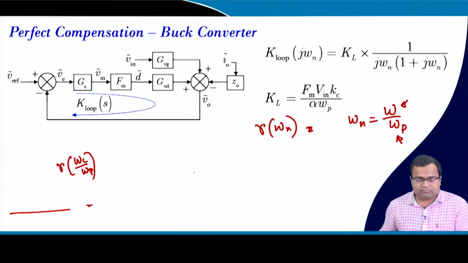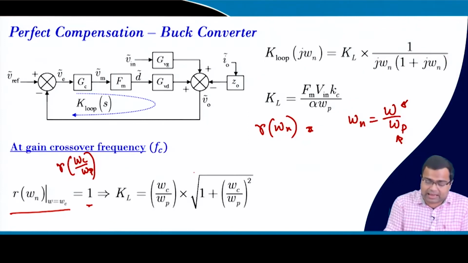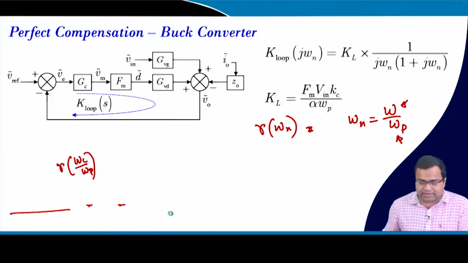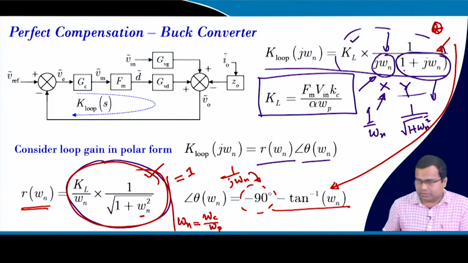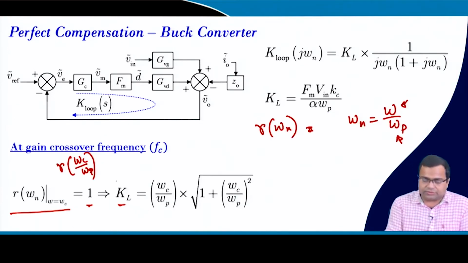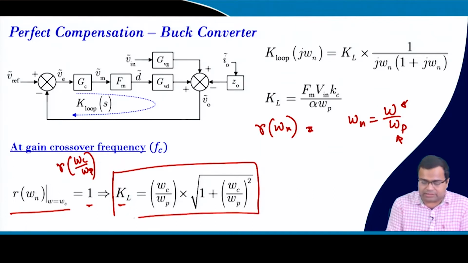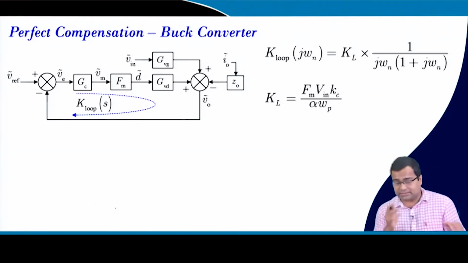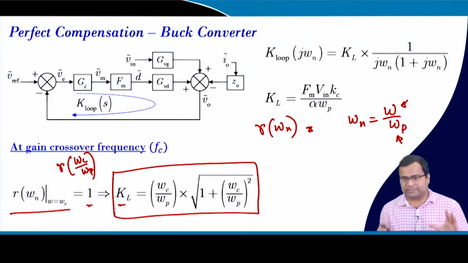This is exactly what we did, and from there we can write omega n is nothing but omega c by omega p, and there was another term here. So, the square root of this ratio. This is a very important relationship. That means we got one relationship.